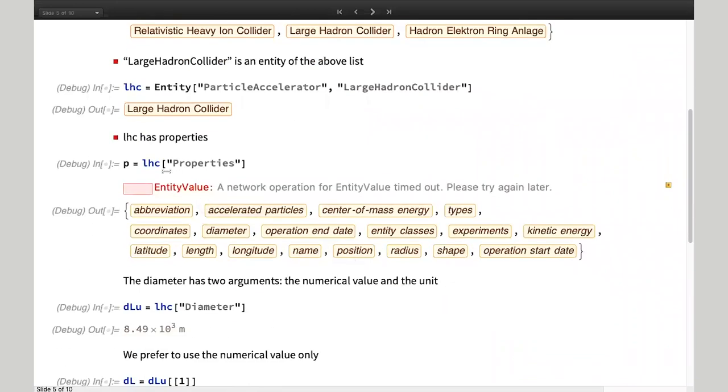You type P for properties, LHC, that was defined before, of "Properties" between quotation marks and a capital letter for Properties. And you can see that there is an abbreviation, the particles which are accelerated, the center of mass energy, types, coordinates, diameter, operation time, entity classes, experiments. And what I'm interested in is the geometry properties, namely the diameter and the geodetic properties, the position.